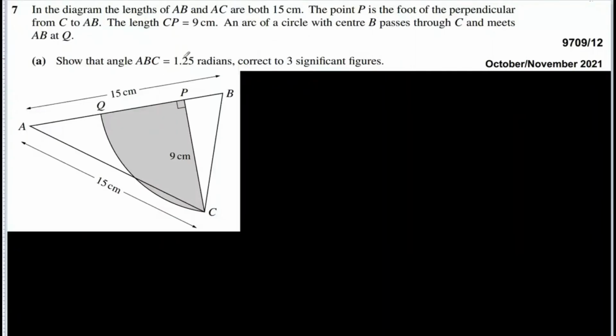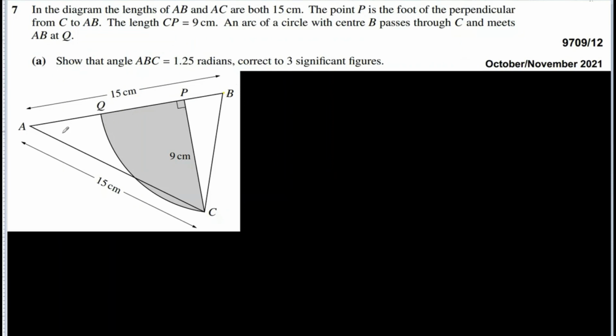Question 7. They have given a diagram where this side is 15 centimeter, the other side is also 15 centimeter. The perpendicular from C on line AB is 9 centimeter and B is the center of this sector. Sector is QBC. Show that the angle ABC is 1.25 radians, correct to 3 significant figures. That's what part A asks us.